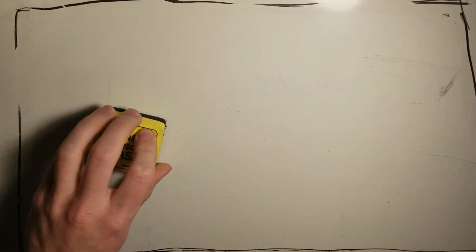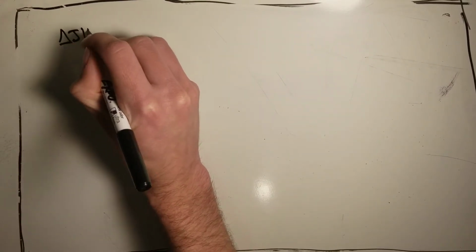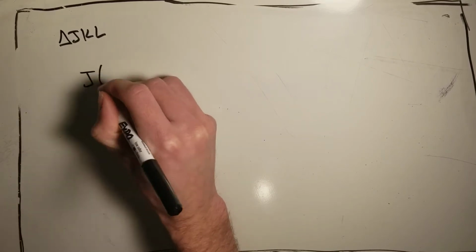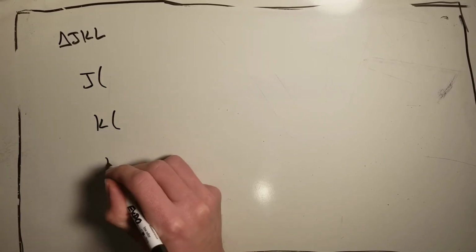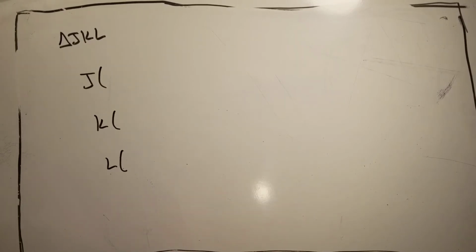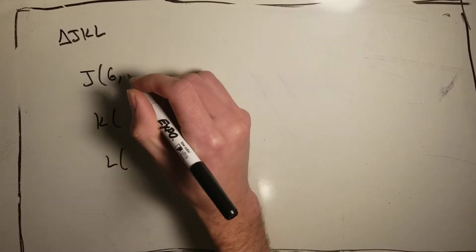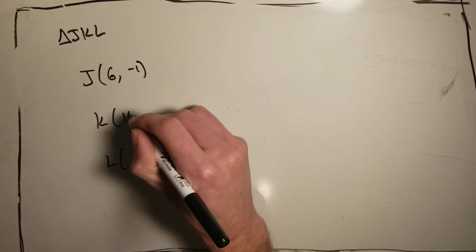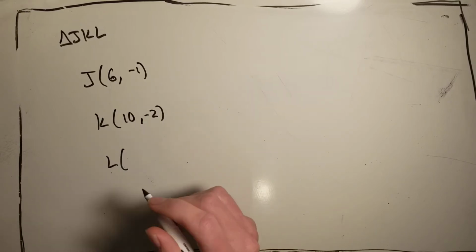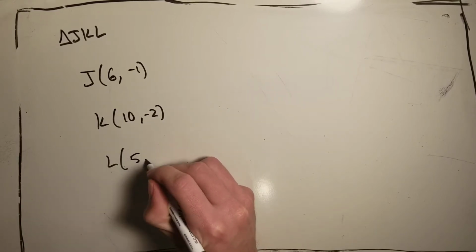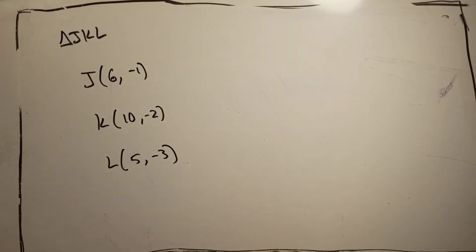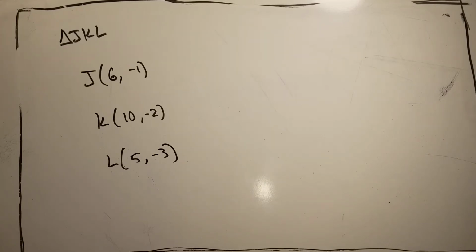So onto our next slide. We'll do a little example with this. In this example, we're given triangle JKL. So I'm going to write the points. We're going to have J, point K, and point L. Point J has the coordinates (6, -1), K has the coordinates (10, -2), and L has the coordinates (5, -3). And we are told that we are going to translate along a vector <0, 4>, and then we're going to reflect over the y-axis.